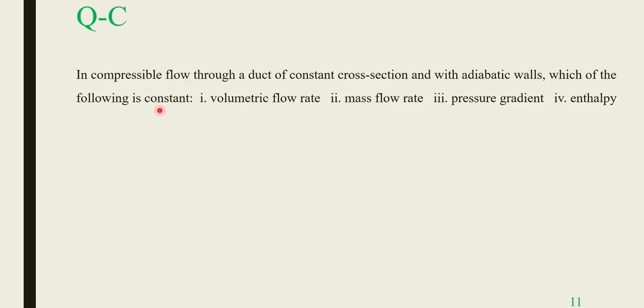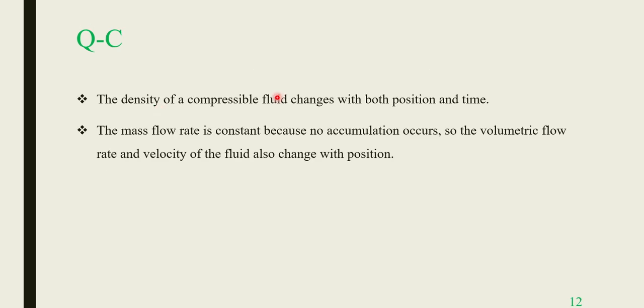So we were seeing how mass flow rate is constant. Basically the density of a compressible fluid changes with both position and time, and mass flow rate is constant because we deal with no accumulation terms. So mass flow rate in such cases remains constant. The volumetric flow rate and the velocity keep on changing with position, but mass flow rate remains constant. I hope this is clear. Now we'll move on to question D.